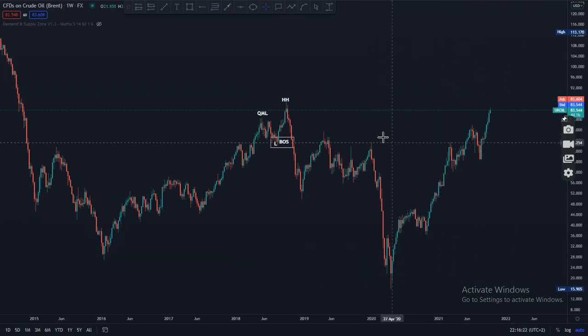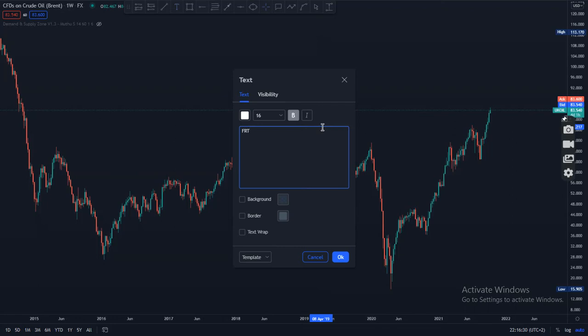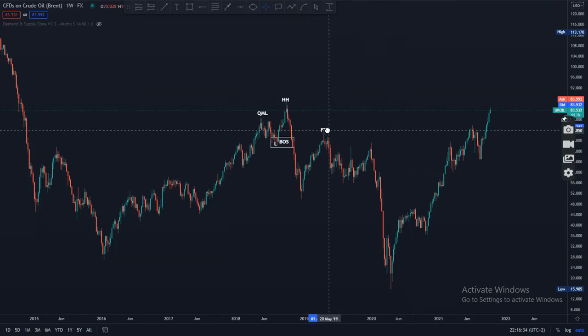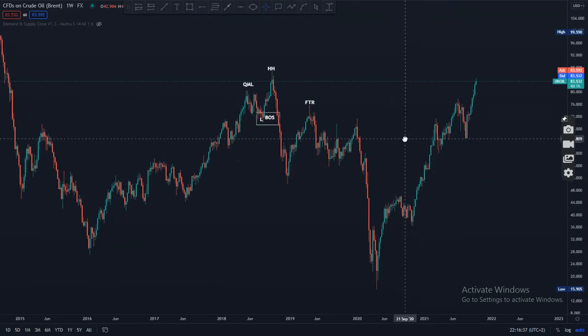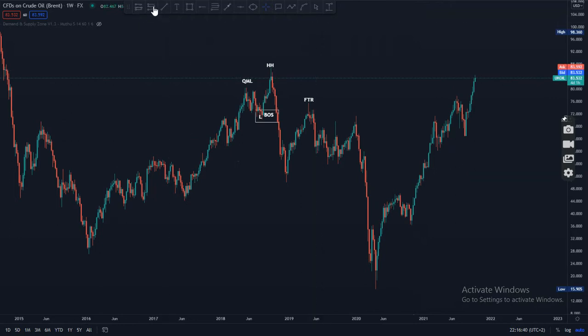Okay, what other structures can I identify? So we have an FTR here, a failure to retest. FTR. So this is very important for a QML to actually be successful. You need to have a QML, you need to have an FTR, and usually an FTR is caused by this low here, which was broken, which we call a breaker at this level.